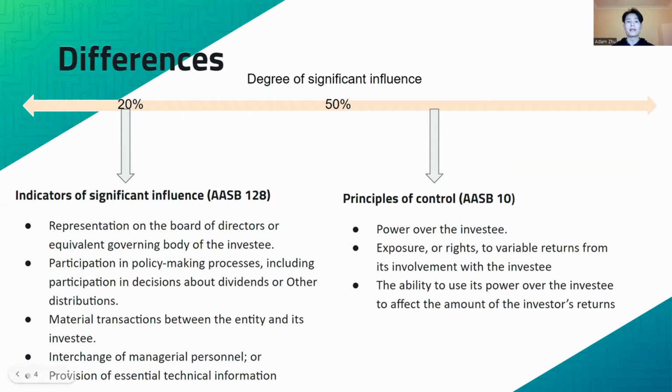However, if an entity has control over other entities and owns more than 50% voting power of the company, then the consolidation method has to be used. According to ASB 10, the principle of control includes the following three aspects. First, power over the investee. Second, exposure or rights to variable returns from its involvement with the investee. Third, the ability to use its power over the investee to affect the amount of the investor's returns.